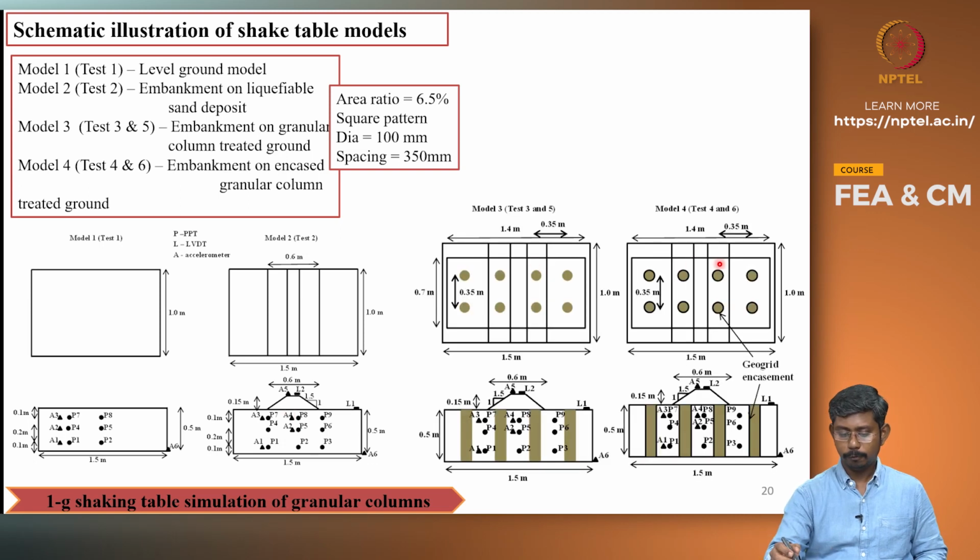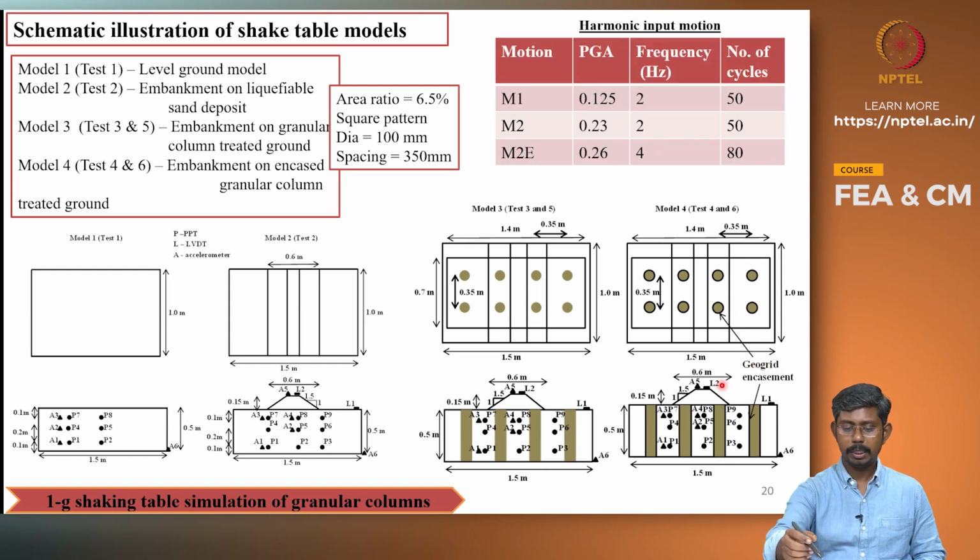Model 3 and Model 4. Model 3 comprises of ordinary granular columns and Model 4 comprises of encased granular columns, that is the geogrid encased columns. Coming to the loading, here it is harmonic in nature and different PGA was used for motion 1, motion 2 and motion 2E.